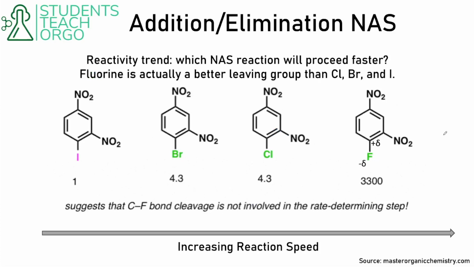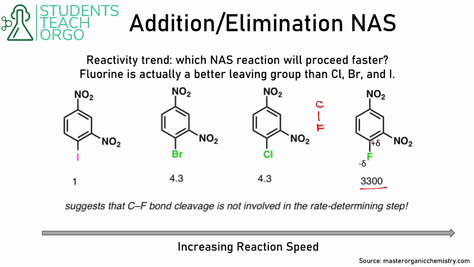Another trend that we have to think about when thinking about the reactivity for NAS is that the leaving group can determine the speed that the reaction will go at. So you can see here that iodine, bromine, chlorine, fluorine, these are all of our halogens, and you can see that fluorine is actually going to result in the fastest rate of reaction, which is kind of confusing because normally when you think about carbon-fluorine bonds, these bonds are relatively hard to break. But we can rationalize this by saying that the fluorine is the most electronegative atom on the periodic table.